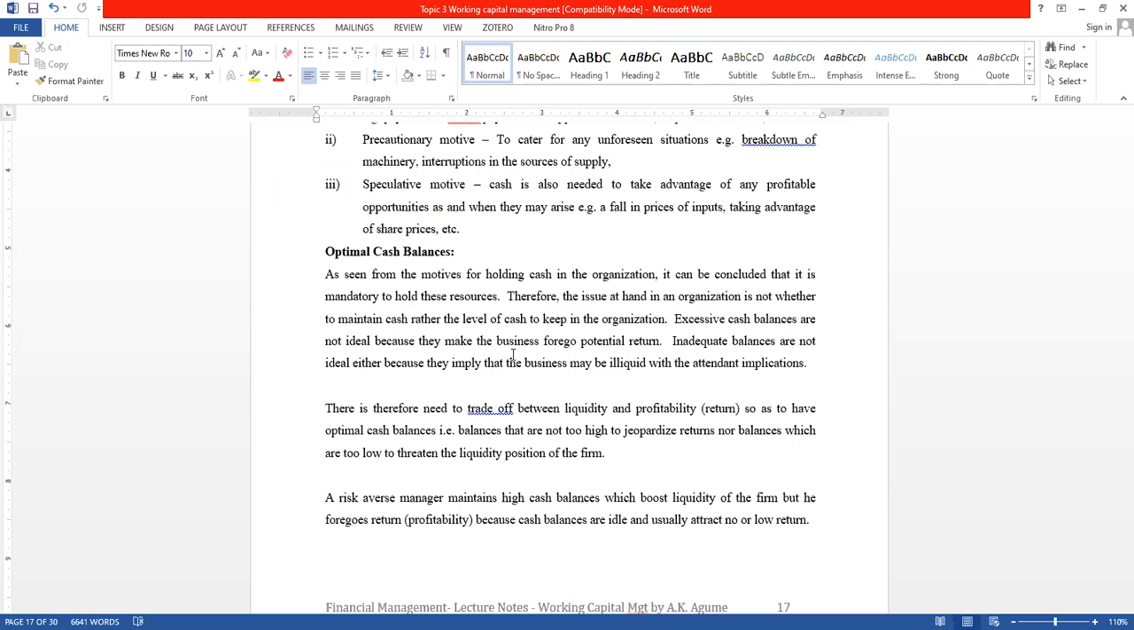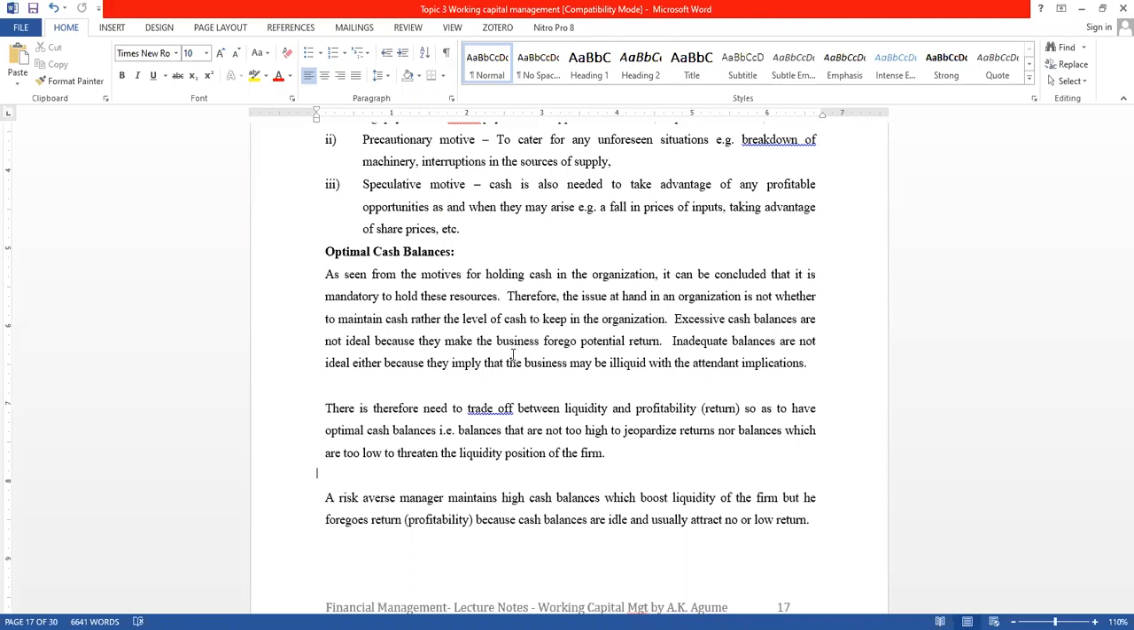So in most cases, a risk-averse manager normally maintains high cash balances, which boost the liquidity of the firm. But it forgoes return. If you are risk-averse, you want to maintain high cash balances on your account, but of course, you are forgoing a return. That is profitability. You want to maintain liquidity, but forgoing what? Profitability. Because you find that you have too much cash balance, which is idle.